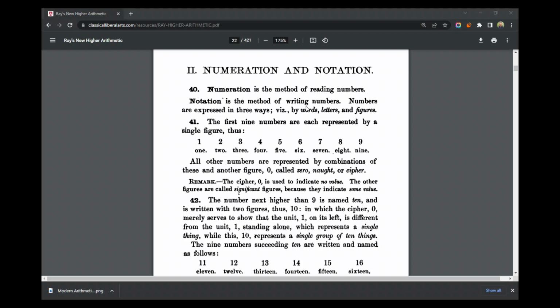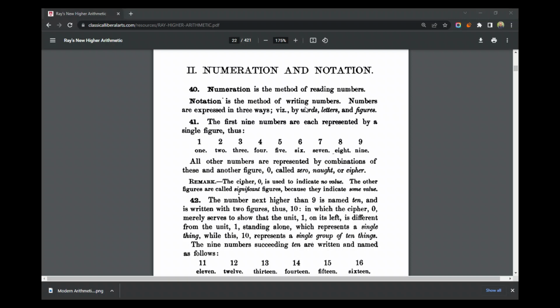So make sure you understand the difference between numeration, the method of reading numbers, and notation, the method of writing numbers. Numeration, reading, and notation, writing. Numbers, we read there in Article 40, can be expressed in three different ways: by words, that is by writing out the names of numbers, by letters, and by figures. By words, by letters, and by figures.